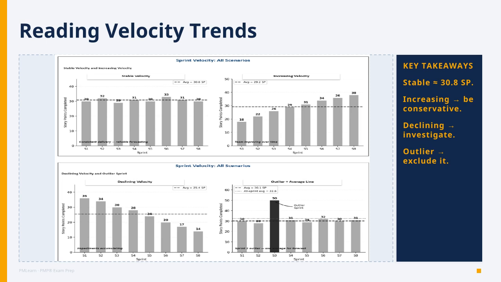And the outlier, one sprint spikes to 50. Watch what it does to the average. It drags it up. Here's the exam trap. Candidates grab the highest sprint, or the most recent one. Don't. Read the shape of the trend first.